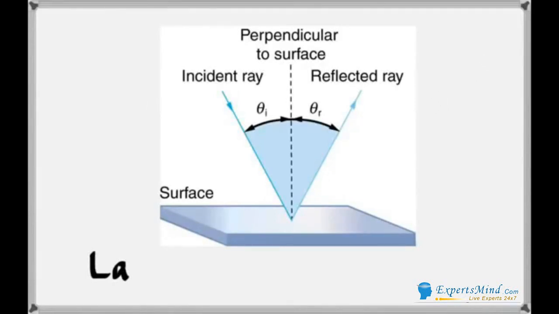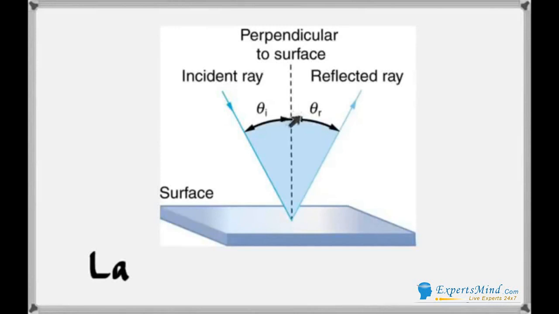You see the incident ray, it is the ray that falls on the surface, that's the surface that reflects light. This is, as you can see, a perpendicular drawn to the surface. The angle between the incident ray and that line, the perpendicular, is theta I. It's called the angle of incidence. Now, the reflected ray goes in such a way that the angle of reflection is always equal to the angle of incidence. Always. So that's the first law of reflection.